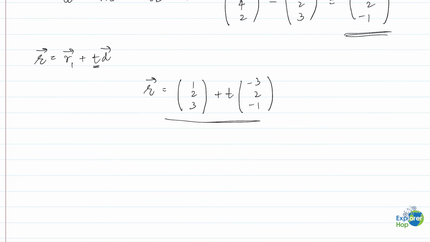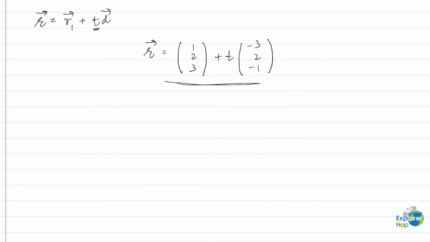We can write this equation in parameter form as well, and so we would get x = 1 - 3t, y = 2 + 2t, and z = 3 - t.